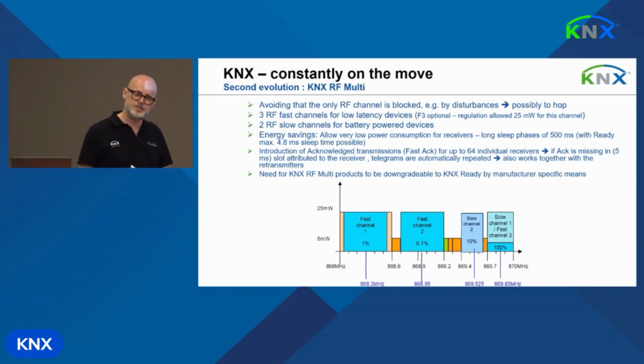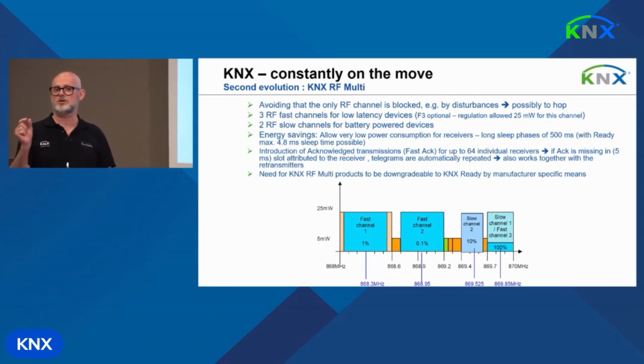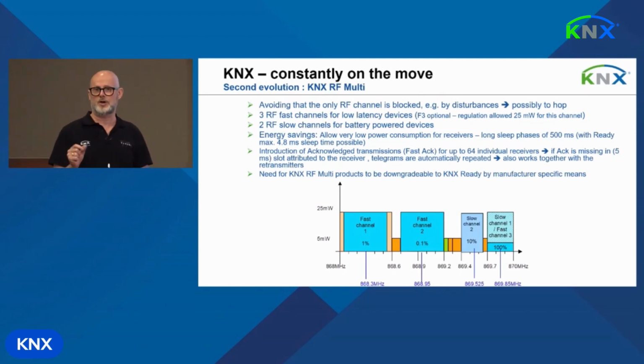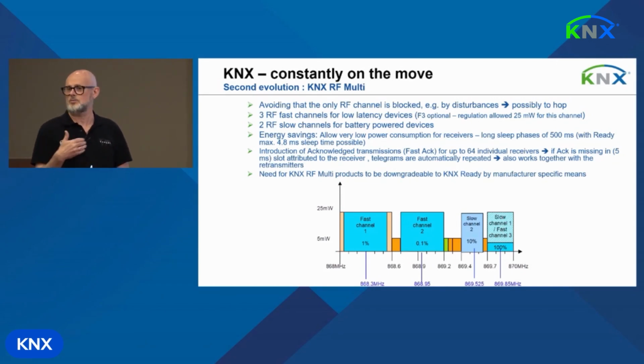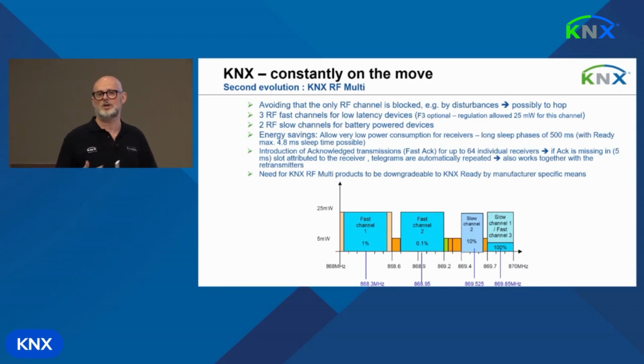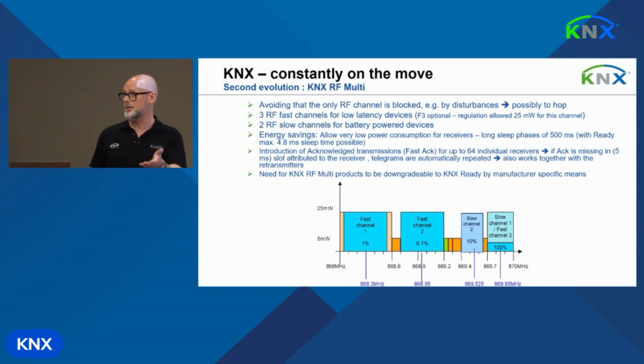These individual receivers all have a slot where they can confirm the reception of their specific frame. So important to remember is that, contrary to twisted pair, there is a limitation. And you will also hear from our colleagues that ETS will, of course, ensure that you will not link more than 64 individual receivers to one sender. So if this ACK is missing in the specific slot, the sender will repeat its message.